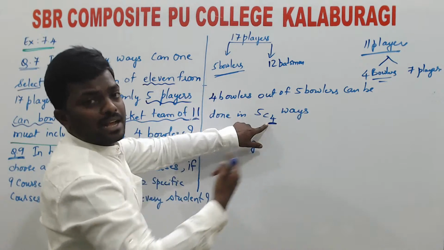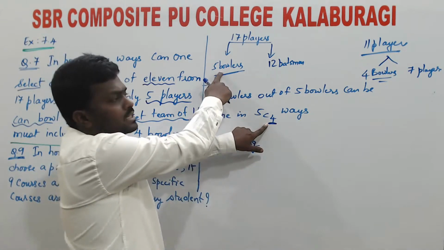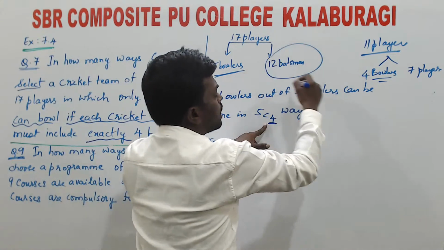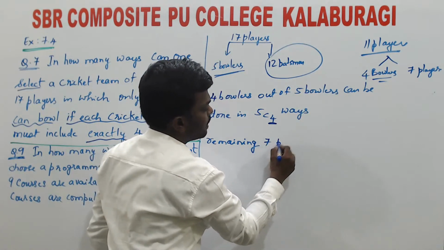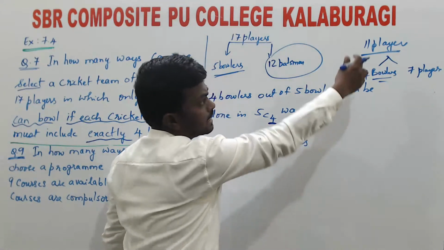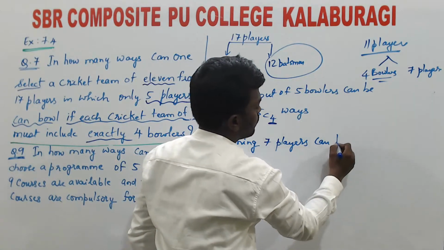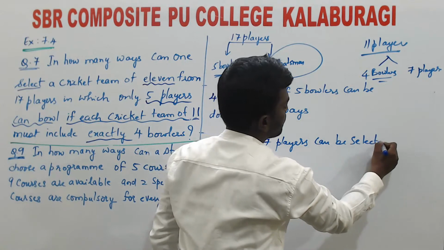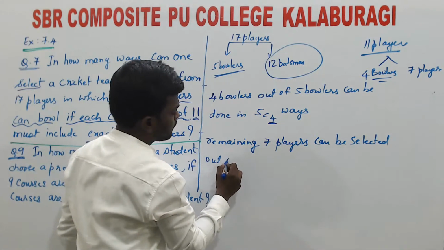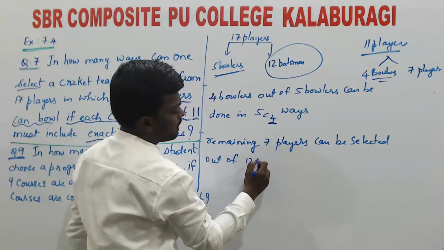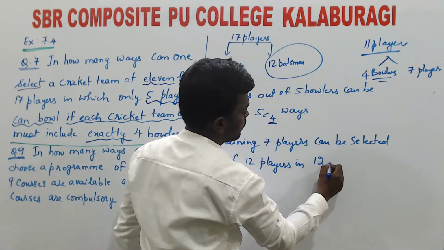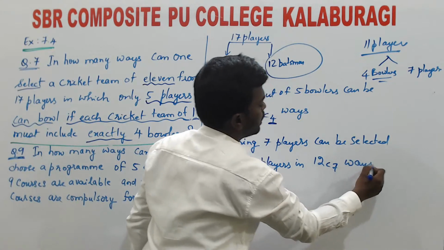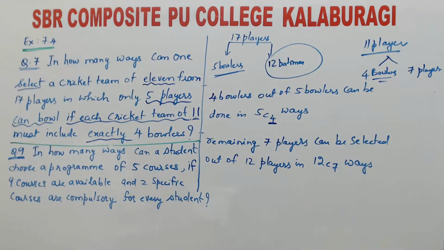Now you cannot pick again from the bowlers. Now you have to pick from the remaining players, right? So the remaining 7 players in the team of 11 can be selected out of 12 players in 12C7 ways. Now the total work is over.